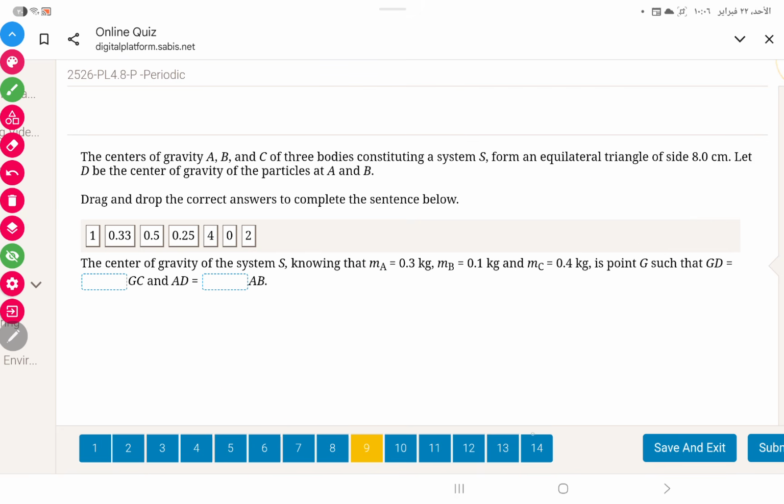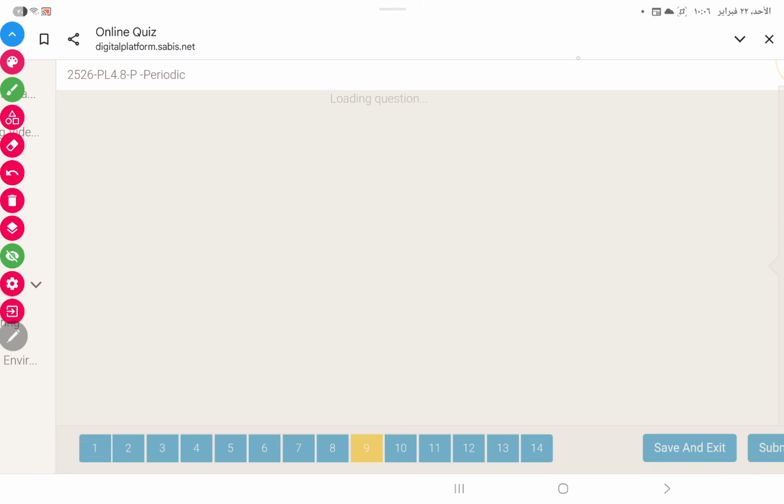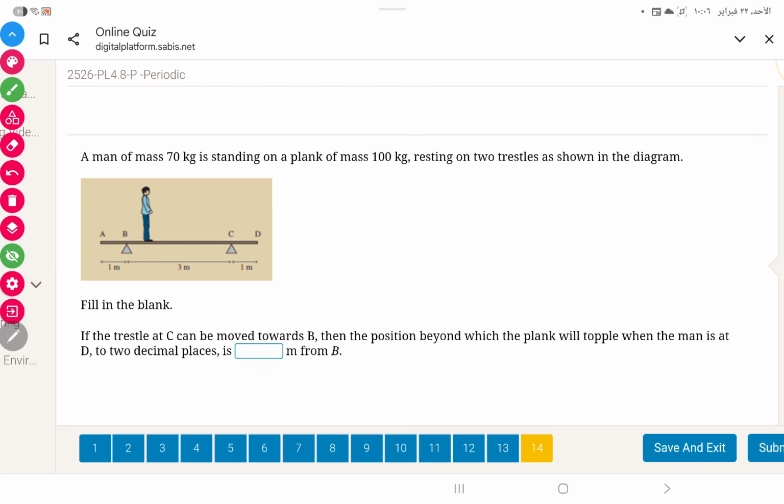Now question number 14 is also difficult. I'm going to solve it. A man of mass 70 kilograms standing on a plank of mass 100 kilograms resting on 2 trestles as shown in the diagram. If the trestle at C can be moved towards B, then the position beyond which the plank will topple when the man is at D, to 2 decimal places, is what distance from B?